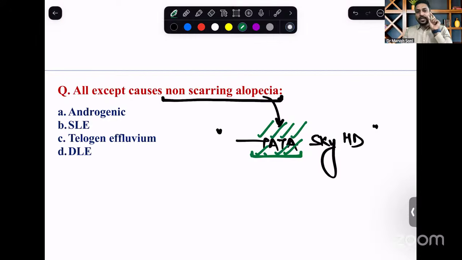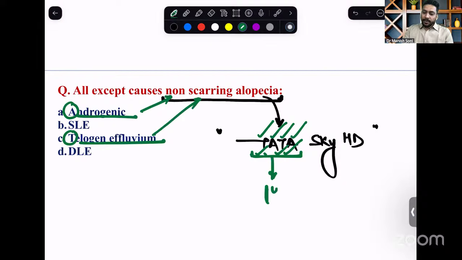So these are what? These are non-scarring alopecia. So A and T both are what? Non-scarring alopecia. Very easy. These are also known as primary type of non-scarring alopecia. Now, secondary means that some secondary condition or systemic condition is present which is causing this type of hair loss.